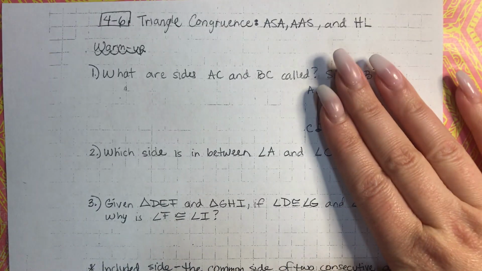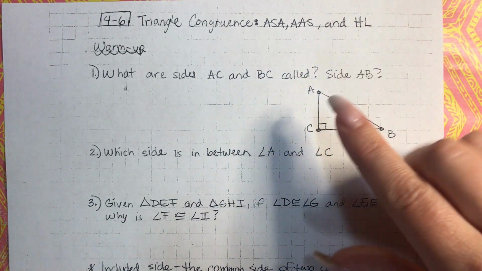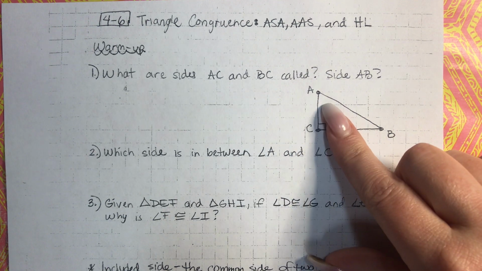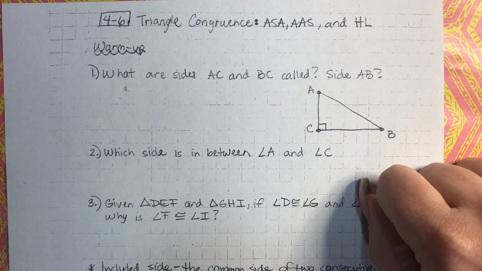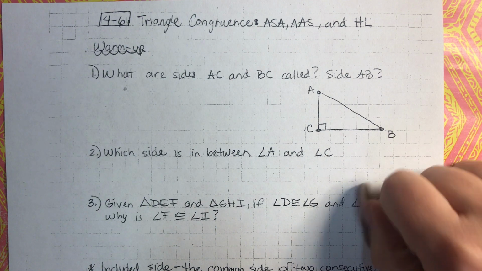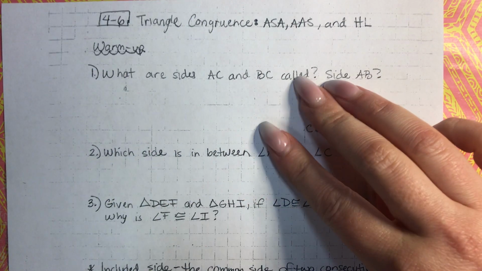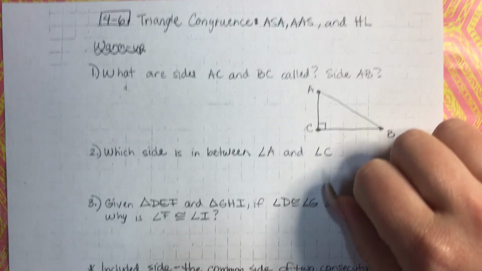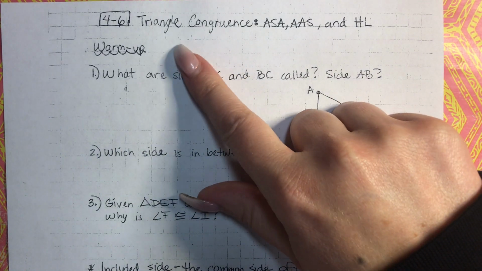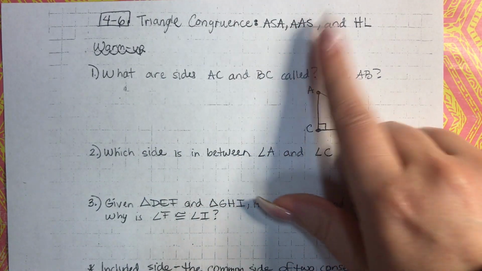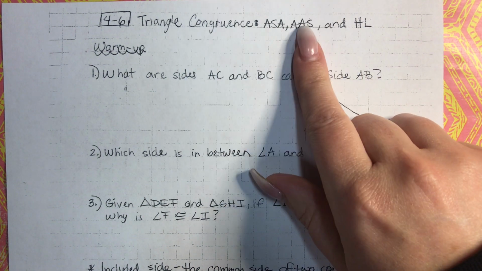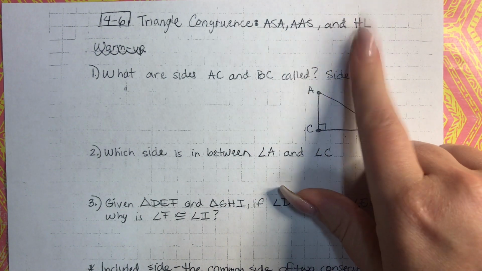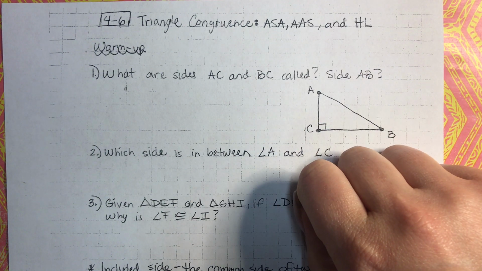And then last section we learned some of the cheat rules, right? Side-side-side, where you only needed to know 3 pieces of information. And then we learned about SAS, the side-angle-side, where you only need to know 3, right? A side, angle, and side. And then this section, Chapter 4, Lesson 6, we're going to learn about 3 more cheat rules. So 3 here, and even though this has 2 letters, it still has 3 pieces of information as well.